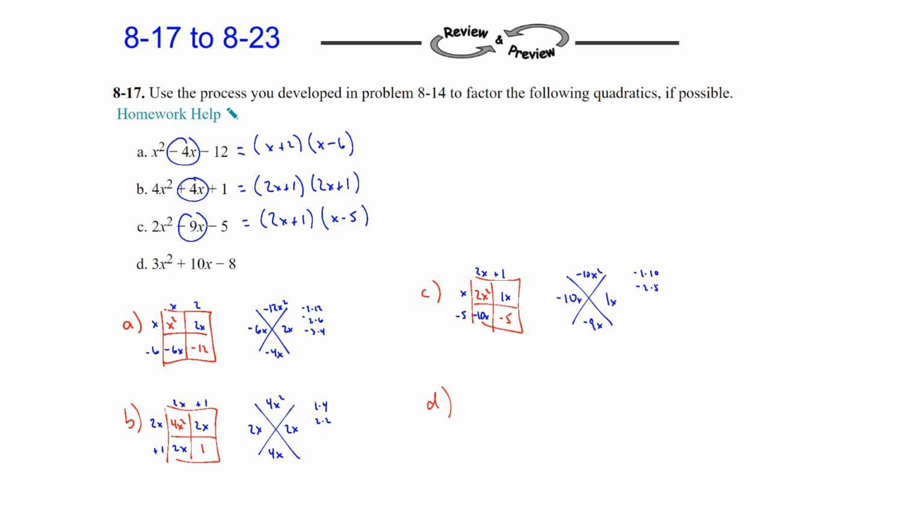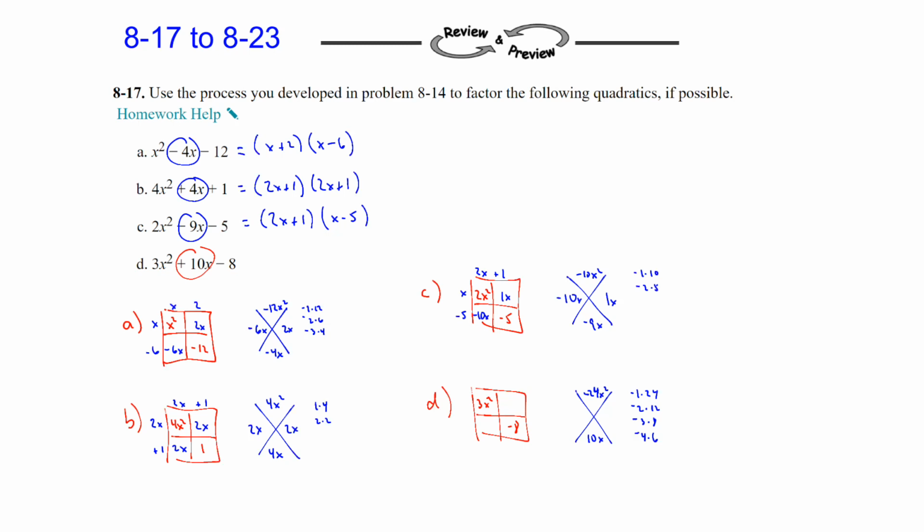And our last one, D. So 3x squared and minus 8 is the ones, and then the x's need to be split up to get 10x. So our diamond, negative 8 times 3x squared is negative 24x squared. So we know it needs to multiply to give us that, but then it has to add to give us that 10x. So factors of 24, 1 and 24, 2 and 12, 3 and 8, 4 and 6. To get negative 24, we do need one of them to be negative.